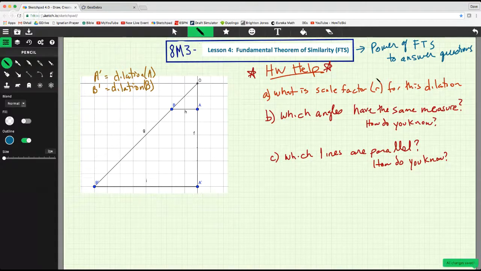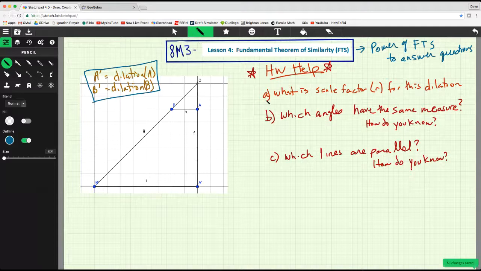So again, this is far easier. So here, A prime, we're going to start with this. A prime is a dilation of A, and B prime, if we dilate B, we dilate to B prime, right? And that's what we're given. We start with that.